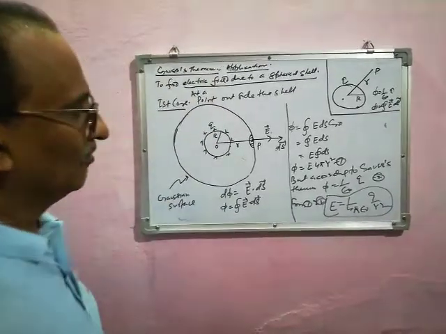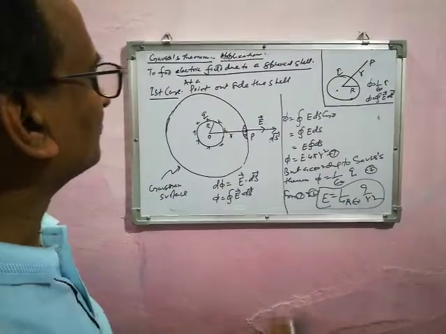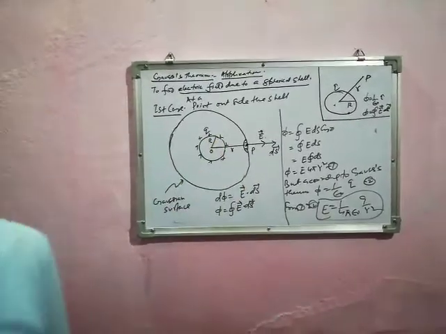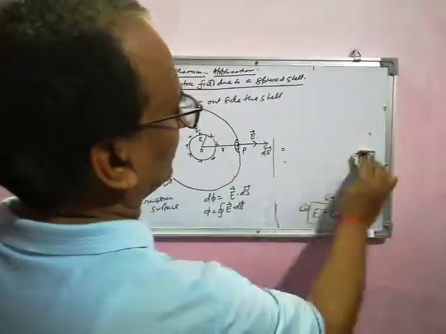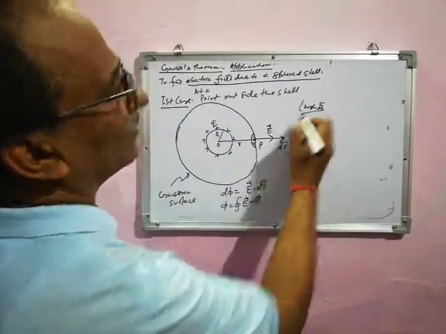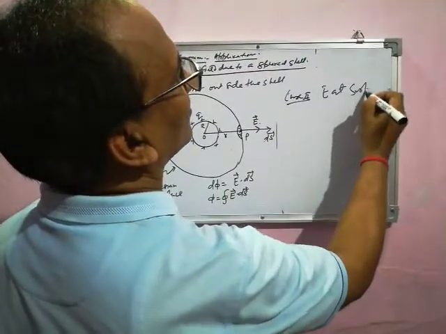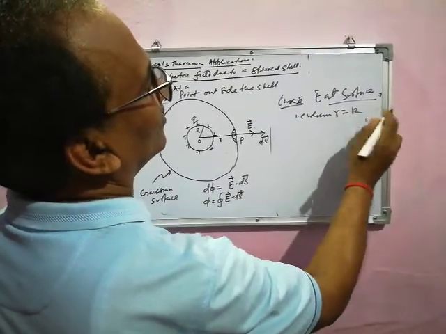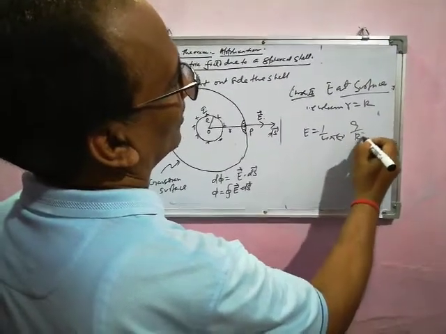Now what will be the value of the electric field at a point on the surface? So in case 2, when the point P is at the surface of the spherical shell, the value of E at the surface, that is when r is equal to R, then E will be equal to 1 by 4 pi epsilon naught into Q by R square.